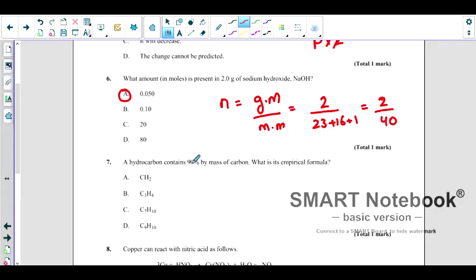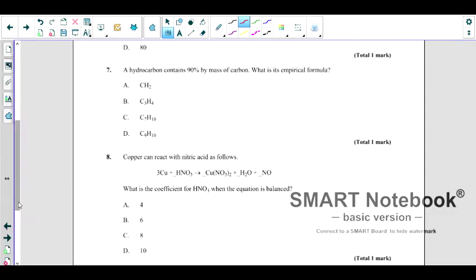A hydrocarbon contains 90% by mass of carbon. What is its empirical formula? It's a hydrocarbon. So hydrocarbon is basically that compound which has only carbon and hydrogen. It says 90% carbon. So eventually the remaining 10% will be hydrogen. Now how to calculate the empirical formula? We have done that before. I will quickly do it. We divide by their masses.